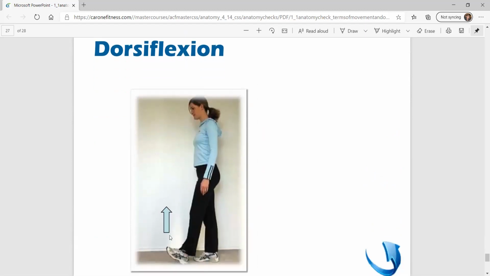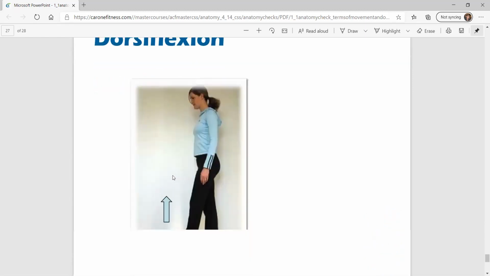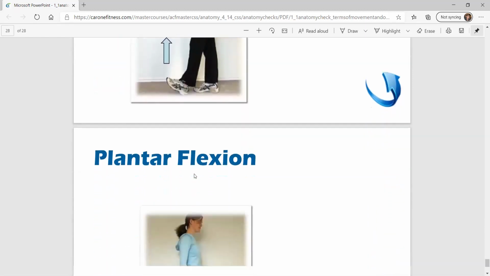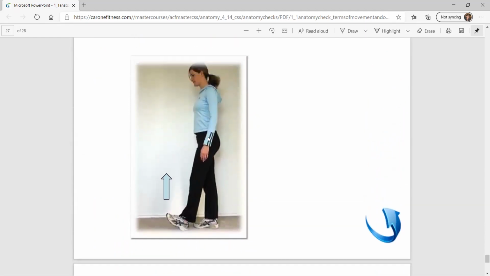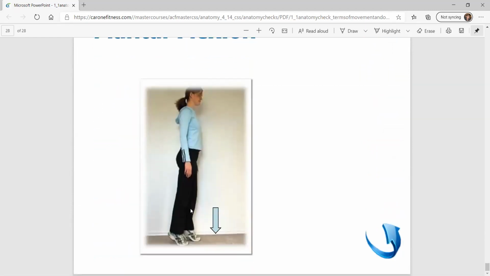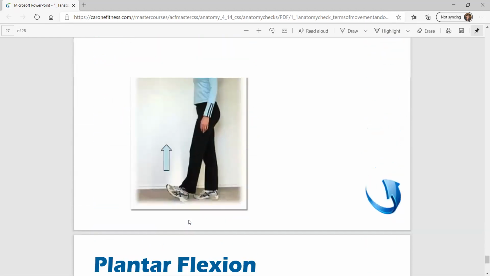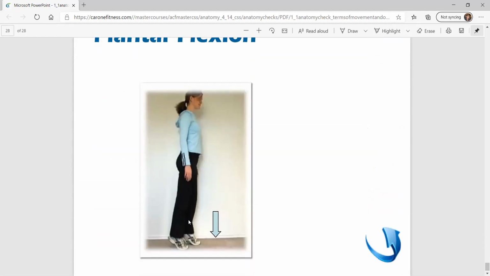Dorsiflexion, that is right here when you move your foot upward, flexing it upward. Moving your feet upward, flexing. And then plantar flexion is moving your toes away from your body. Moving your toes towards your body, dorsiflexion. Plantar flexion, toes away.